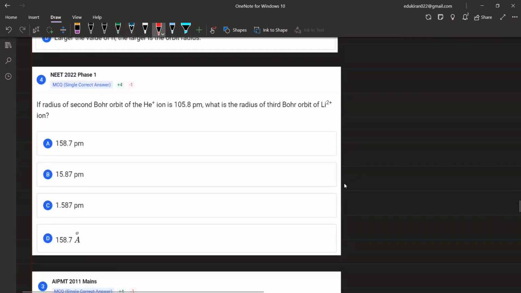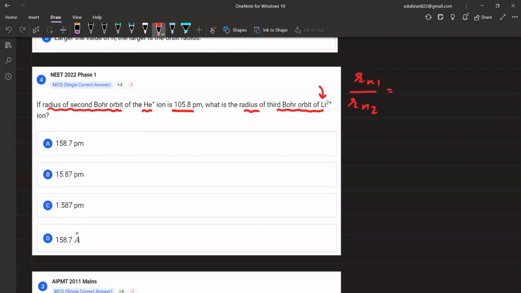यहाँ पे देखिए, if radius of second Bohr orbit of helium ion is 105.8 picometer, what is the radius of third Bohr orbit of Li2+ ion? Please write this question. यहाँ पे ऐसे करना आपको, R N1 upon R N2.